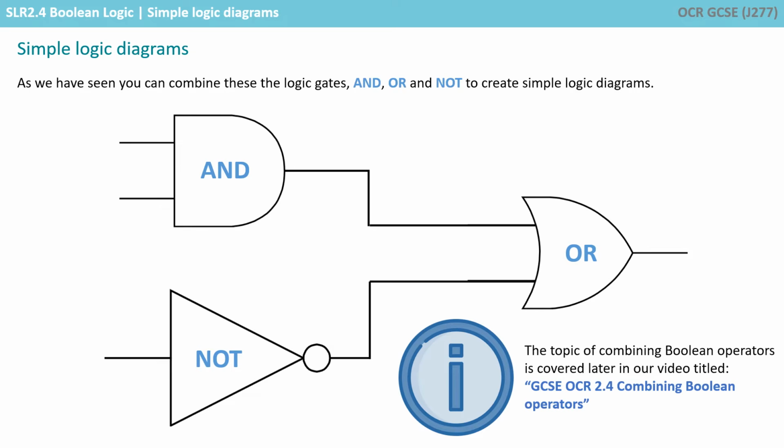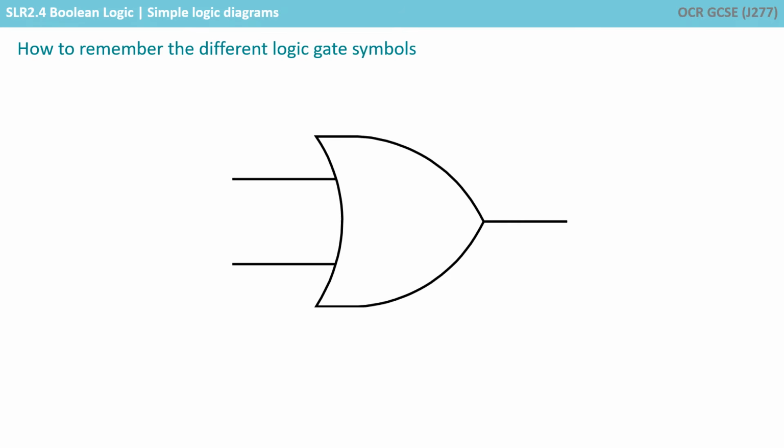We have seen that we can combine these various logic gates to create logic diagrams, and this is something we're going to cover in more detail in another video later in this series. Now we've been writing the words AND, OR and NOT inside the logic gate symbols, but they're not going to do that for you in the exam.